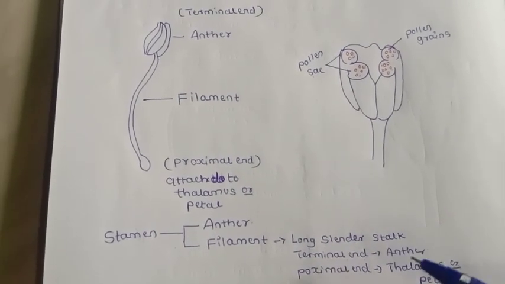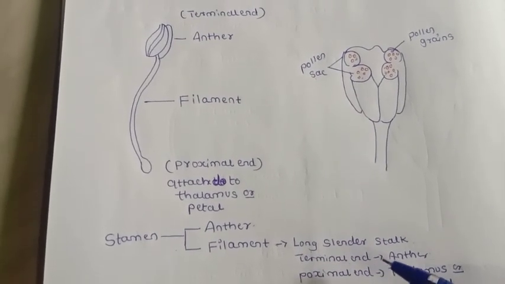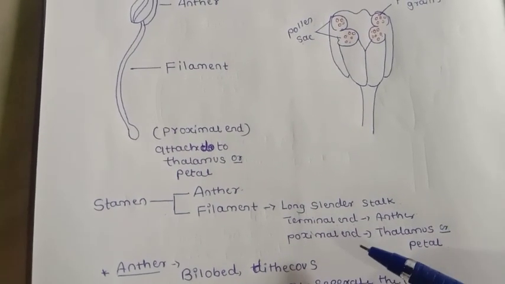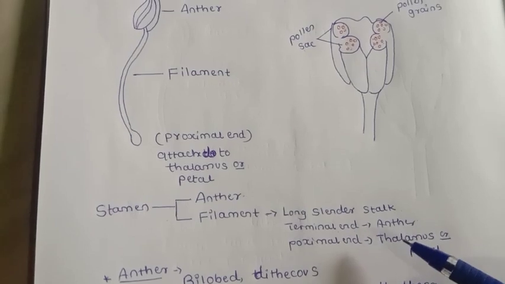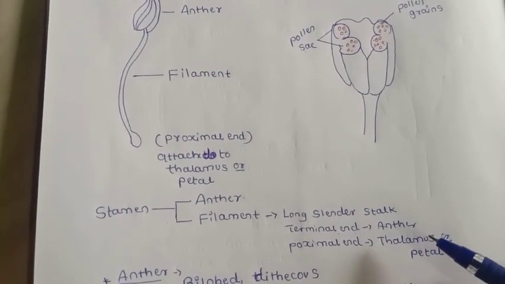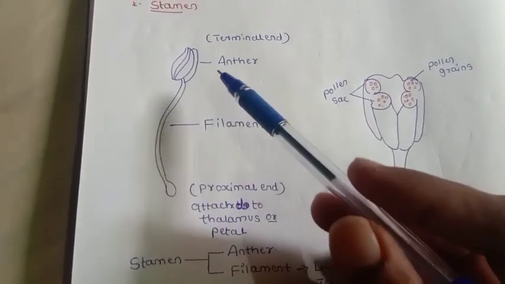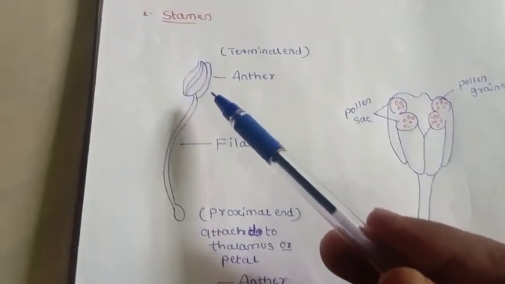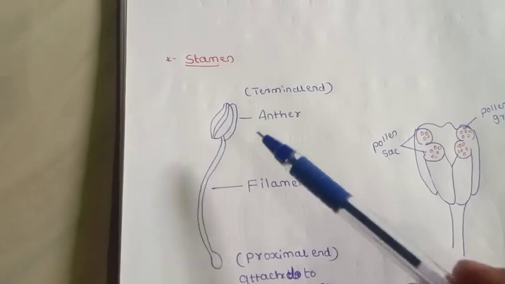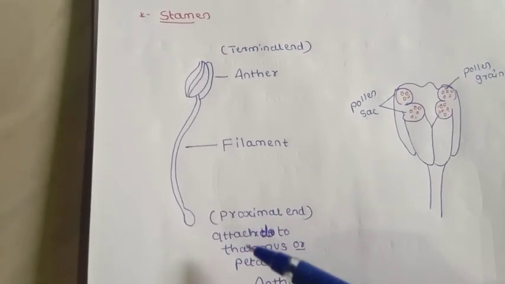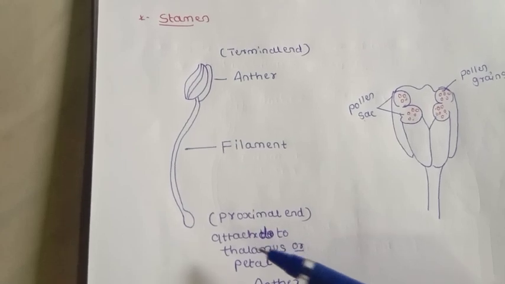A filament is a long slender stalk-like structure, and towards the terminal end of the filament the anther is present, and towards the proximal end it is attached to the thalamus or the petals of the flower. Okay, this is the filament. This is the terminal end where a bilobed anther is present, and towards the proximal end it attaches to the thalamus or petals of the flower.